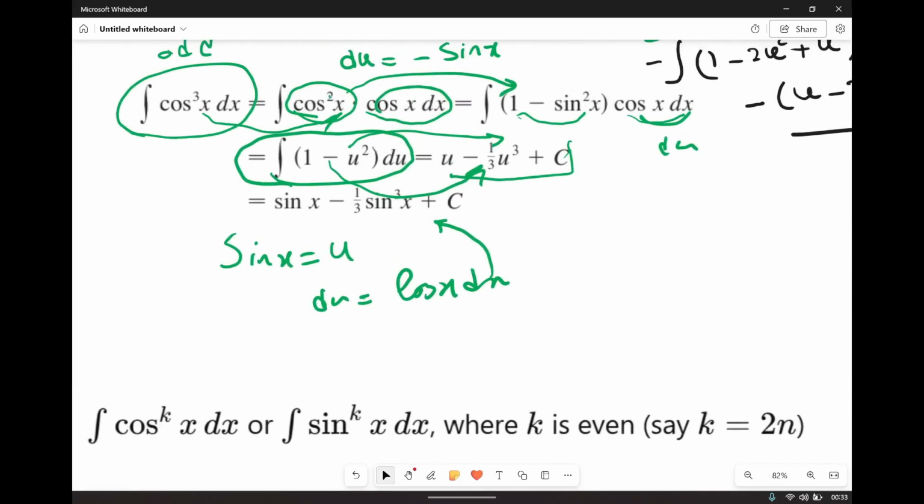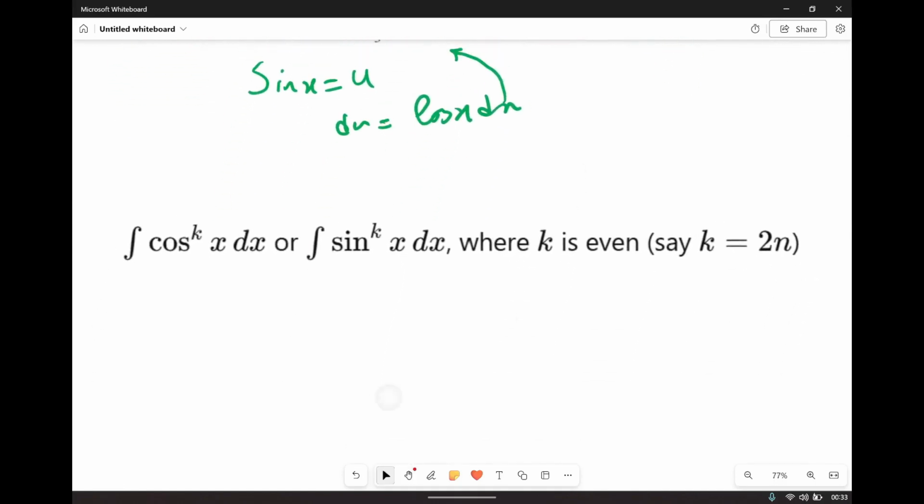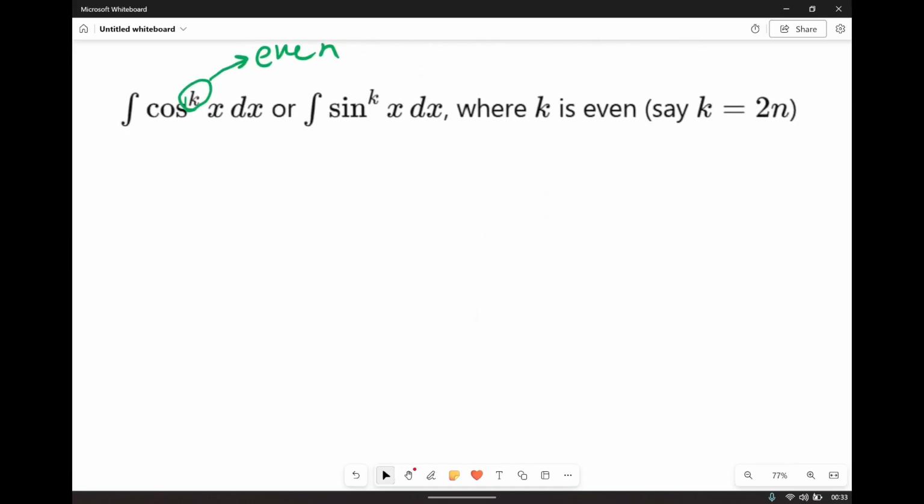To summarize, if you had an odd number, you must reduce one of the sine or cosine, and after that you build your substitution method, and after that solve this. But if our power is an even number, what must we do? Before that, I'm going to remind you of the trigonometry formulas.